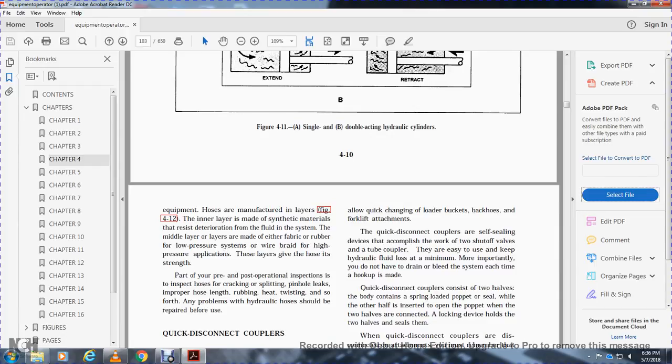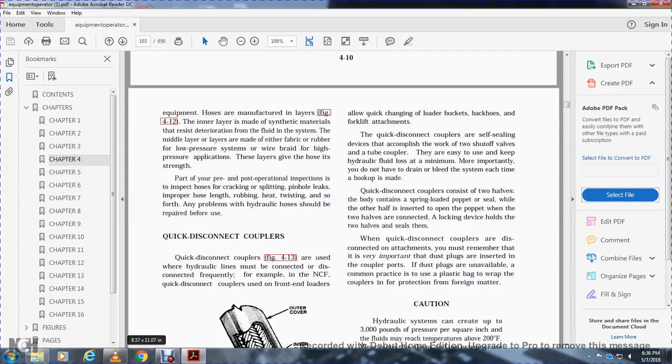The equipment hose is manufactured as shown in Figure 4-12. The inner layer is made of synthetic material to resist deterioration from the fluid in the system. The middle layer is made of either fabric or rubber for lower pressure systems, and wire braided for high pressure applications. These layers give the hose its strength. As part of pre- and post-operational inspections, inspect the hose for cracks, splitting, pin holes, improper hose length, rubber heating, and twisting. Any problem with the hydraulic hose should be repaired before use.